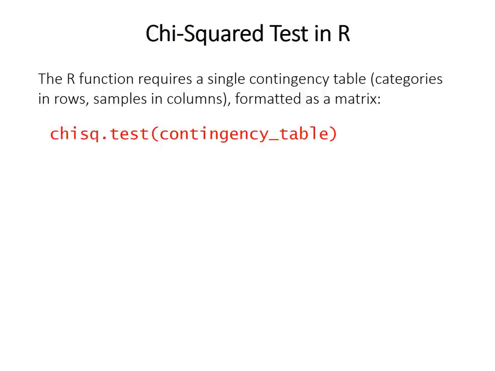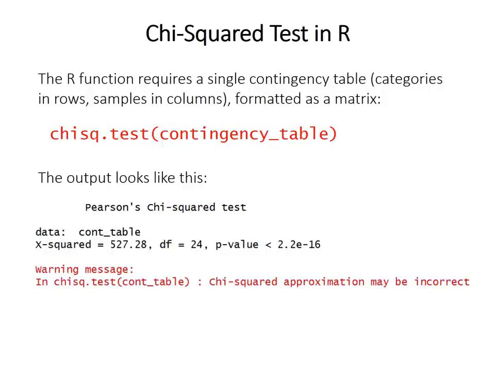So in R, the chi-squared test requires just one contingency table as its input. Now for the type of table that you'll have in the geosciences, it should be formatted so that your categories are the rows and the samples in which you've measured those categories are the columns. So the function is called chisq.test, and its output looks like this. It gives the test name and the chi-squared value, which is this X-squared, the degrees of freedom, df, and the p-value.